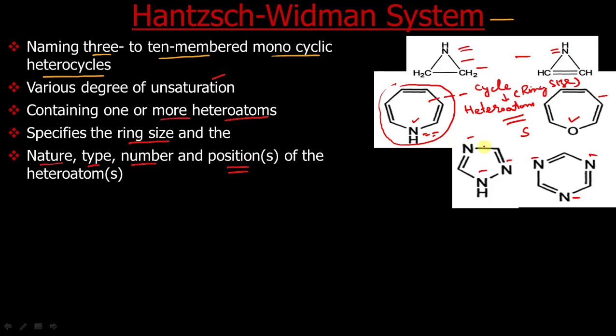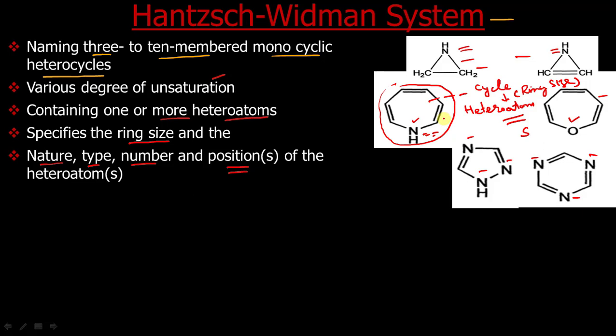Now if we have more than one heteroatom in the ring, then we need to specify the positions, so we will learn how to number them and how to specify their positions. All these things can be done with this system. So basically, what we have learned so far is that this system is used to name 3 to 10 membered monocyclic heterocyclic compounds with or without unsaturation. The ring may be saturated or unsaturated, of any ring size from 3 to 10.